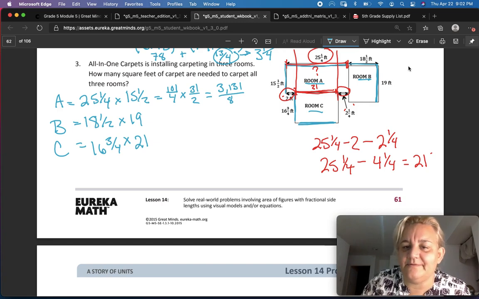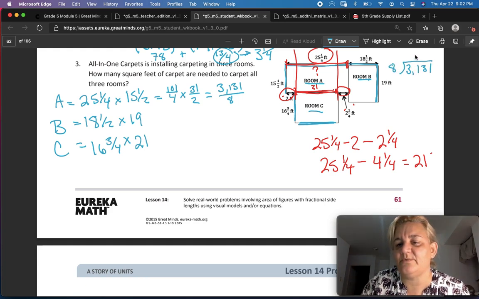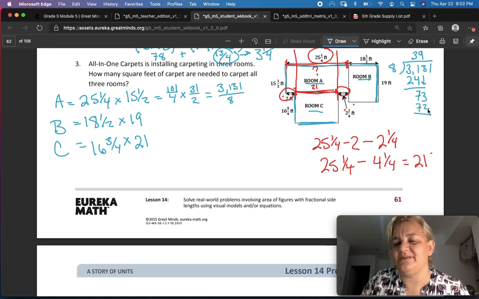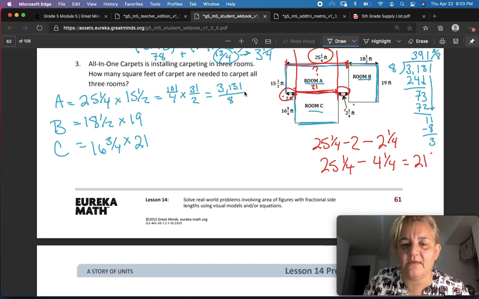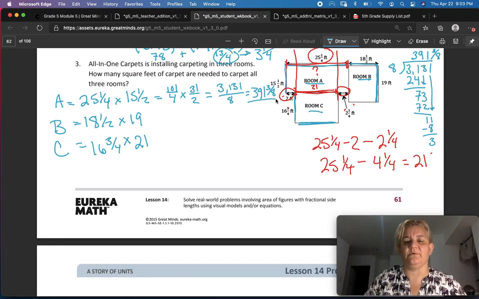Let's do it over here. 3,131 divided by 8. So 8 goes into 31 3 times. 3 times 8 is 24. That's going to give me a leftover of 7. I'm going to bring down the 3. 8 will go into 73 9 times. 9 times 8 is 72. 73 minus 72 is 1. Bring down this one, and now I have 11. 8 goes into 11 one time. 1 times 8 is 8. And now I have 3 left, so that's 3 eighths. 391 3/8, that's a big room. And that's feet squared.